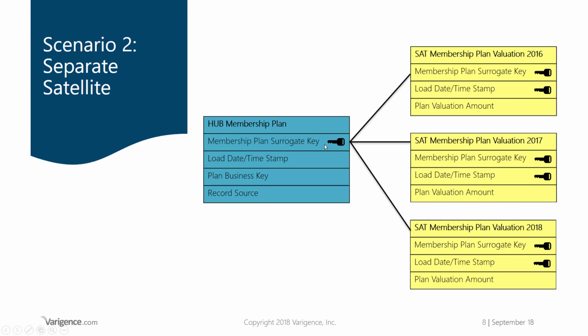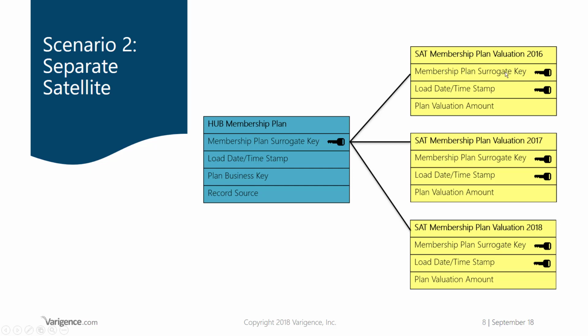Right, let's look at the second scenario. The second scenario, as explained in Grant's blog, is where you split out the satellites per address type, or per type. So what you have here is you have plan valuation 2016, 2017, 2018, and the benefit of that is obviously your context is now associated with the key.